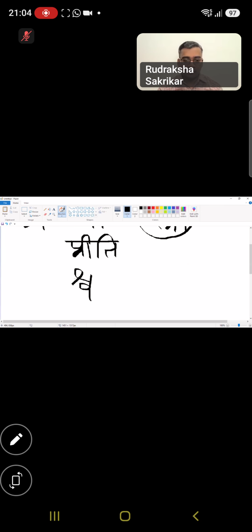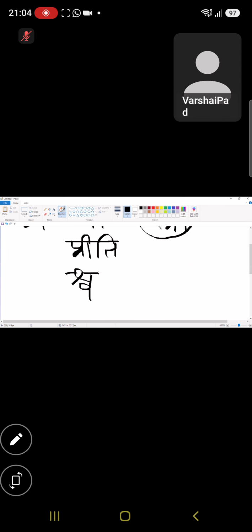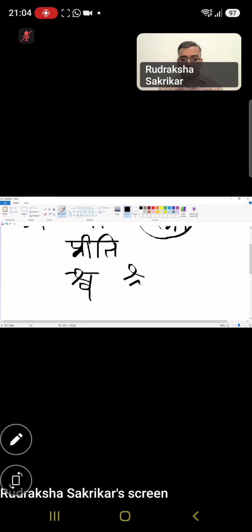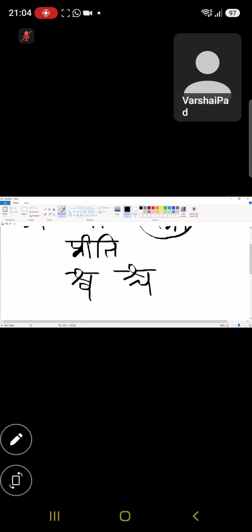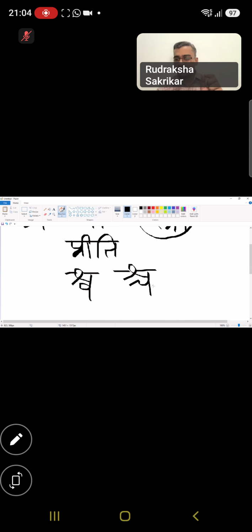So shu is also written like this, or sh is also written like this, sh half and ch complete. So this is the method for writing half sh.